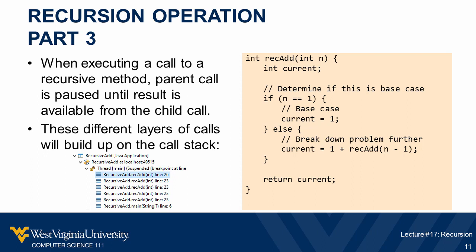You can see the call stack if you use your debugger. So you can see here, for example, I've got a main method where I'm calling recadd. And in this case, I'm calling it on line 6 of the file. Recadd on line 23, which corresponds with this line in the source code file here, places a call to recadd for the n-1, and then that one places a call to recadd. And so on until we get down to this base case, and that's at line 26, because I had set a breakpoint during execution on this return current line.